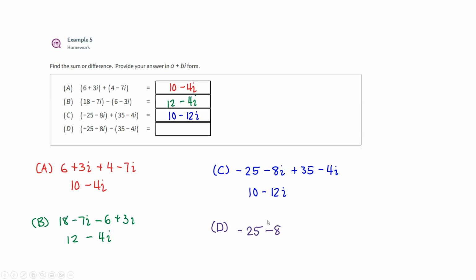For D, when you drop the parentheses on the second group, you distribute that negative. So you have negative 25 minus 8i minus 35 plus 4i. Negative 25 minus 35 is a negative 60. Negative 4i plus 4i is a minus 4i. So you have negative 60 minus 4i.